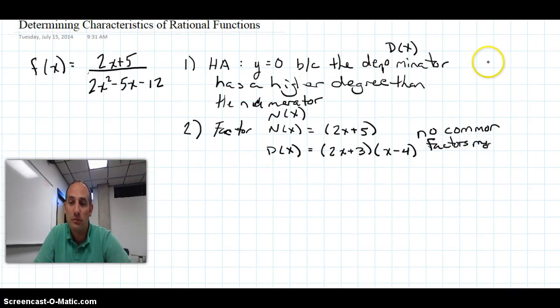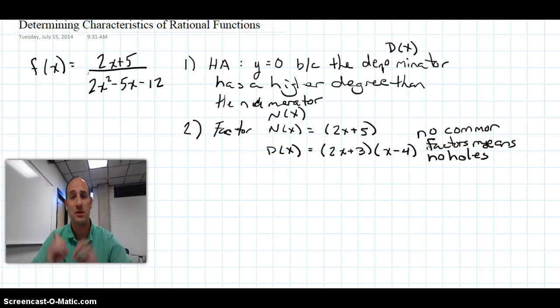Means no holes. Again, I'm still getting used to the pen on these. So we've figured out that this is going to be no holes. That doesn't mean it doesn't have asymptotes, like vertical asymptotes, but it doesn't have a hole in it. Like you're going to have to put the actual little open circle anywhere in this graph.